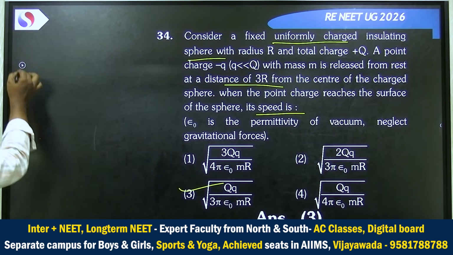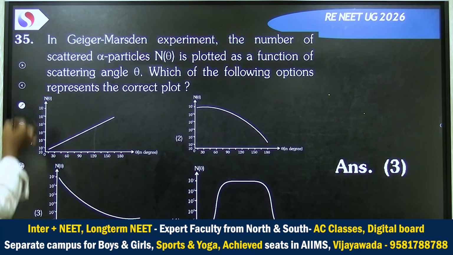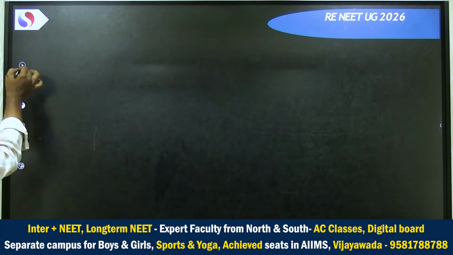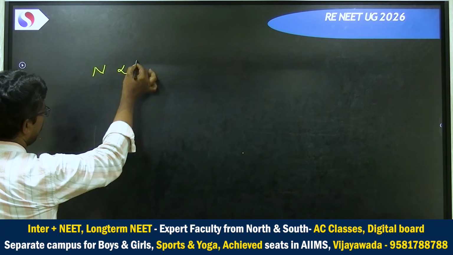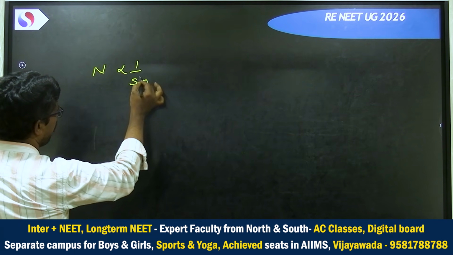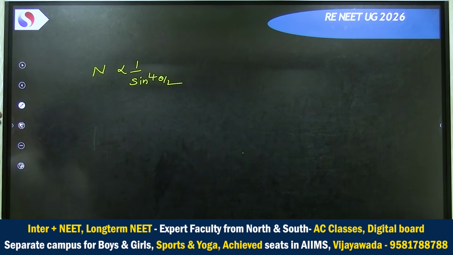Next, question 35. In the Geiger-Marsden experiment, the number of scattered alpha particles is along the y-axis and scattering angle is along the x-axis. Here we have to see the formula. Number of scattered particles N is proportional to 1 by sine to the power of 4 into theta by 2.